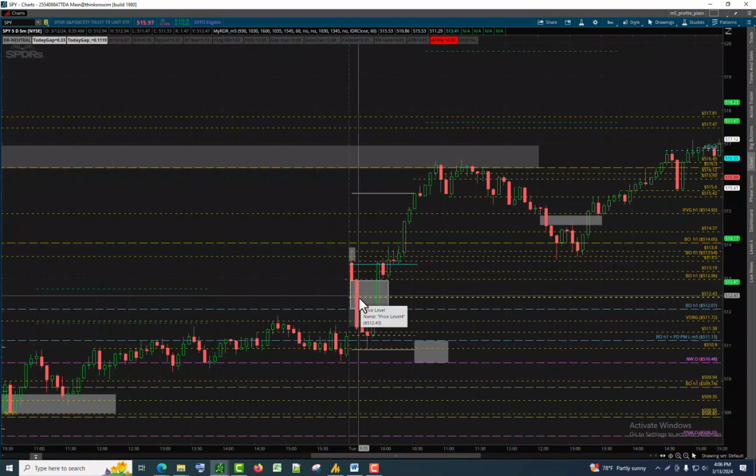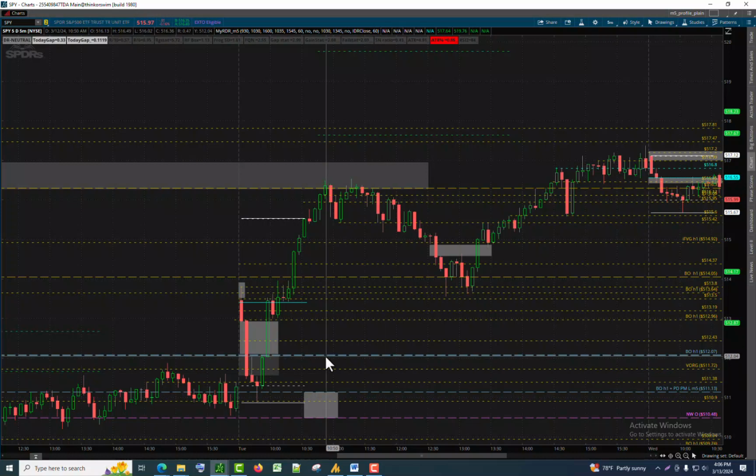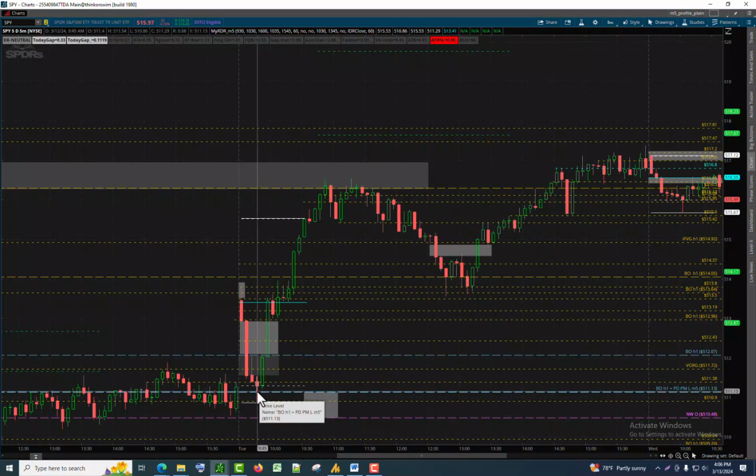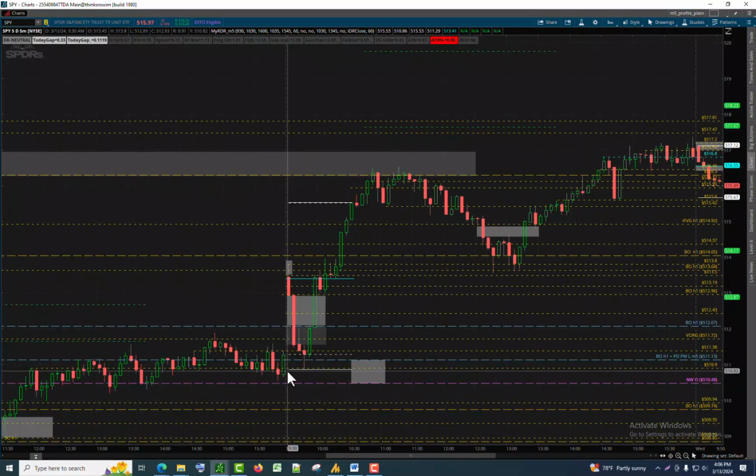But for yesterday, Tuesday, the reverse happened very quick, very fast. The reverse is around 9:45 right there, just 15 minutes after the open.